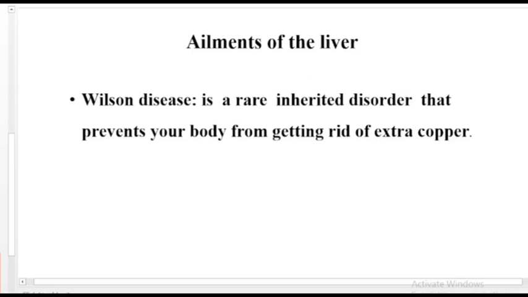We come to the last one, which is Wilson disease. This is a rare inherited disorder that prevents you from getting rid of extra copper. So Wilson disease is a rare disease, meaning this disease is inherited. It just prevents the body from getting rid of extra copper. So these were the ailments of the liver and their functions.